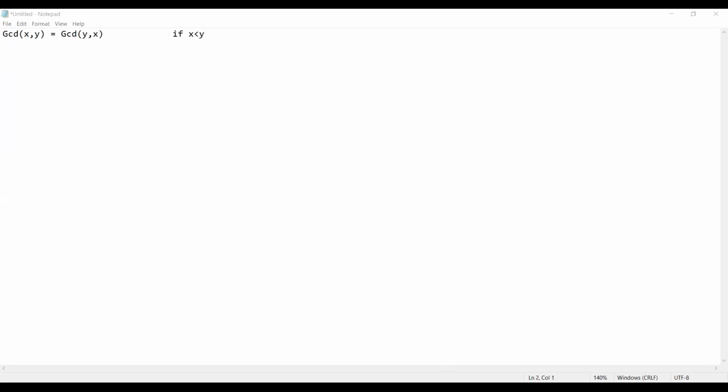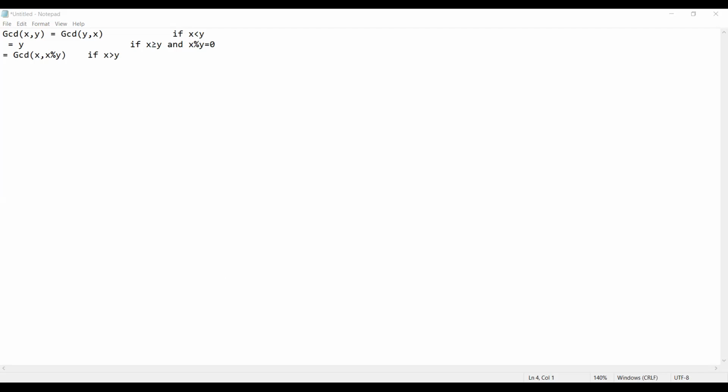And in the second part, this is equal to y if x is greater than or equal to y and x mod y is equal to 0. So this is the second condition. And lastly, this is the GCD of y comma x mod y if x is greater than y. So this is the last condition. Based on these conditions, we have to develop the recursive function of the GCD algorithm.